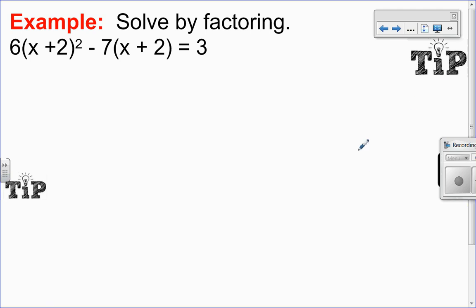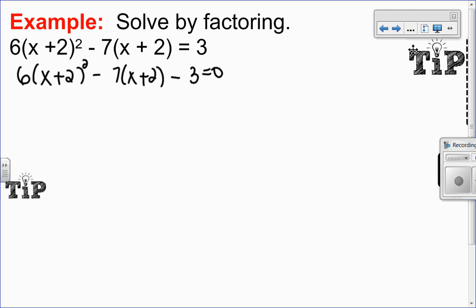Okay, this looks like it already is a trinomial because it's 6 something squared minus 7 times that same something equals 3. So if I were to set this equal to 0 first, I would have 6 times (x plus 2) squared minus 7 times (x plus 2) minus 3 equals 0. Because remember, we always set it to 0 first. Okay? So that would look like a good way of solving it, by expanding it. But we can actually solve this by substitution.